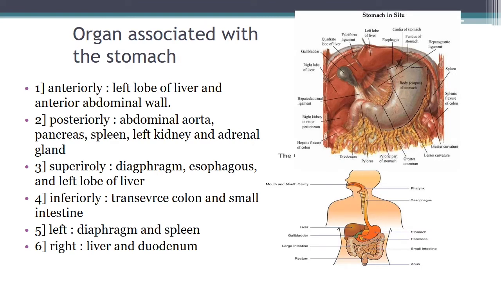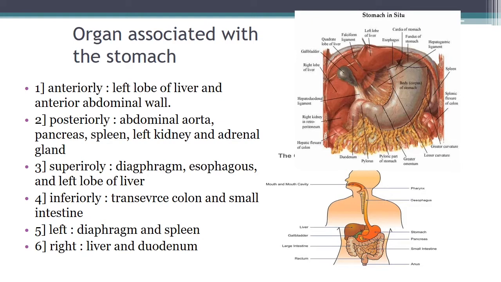Now we will see the relations of the stomach. Anteriorly, there is the left lobe of the liver and anterior abdominal wall. What about posterior relation? That is the abdominal aorta, pancreas, spleen, left kidney and adrenal gland. Superiorly, there is the diaphragm, esophagus and left lobe of liver.